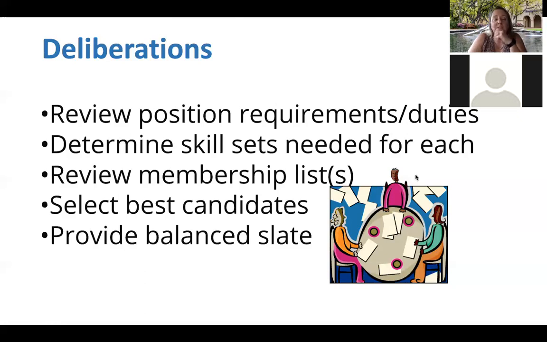Go through your membership lists and make sure that you're pulling from a diverse set of people. You don't want to just stay within certain groups of friends or types of people. You want to make sure you're getting a diverse group of people, selecting the best candidates and providing a balanced slate. So maybe gender diversity, maybe some ethnic or racial diversity, people who are different kinds of stakeholders.